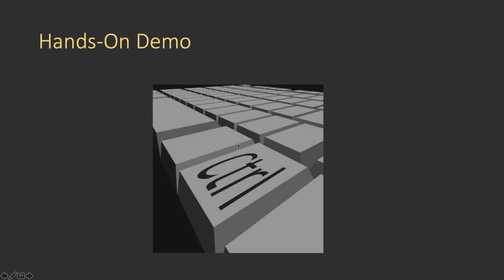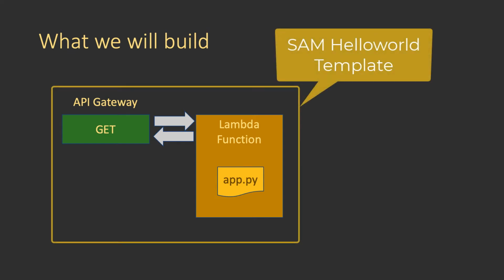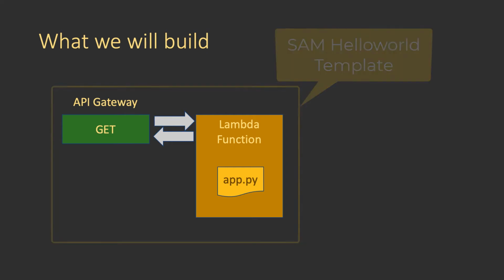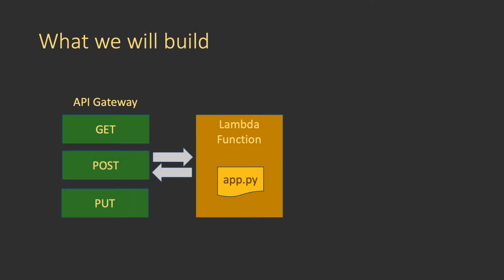Now, let's start with our hands-on demo. But before we do that, let's take a look at the involved components and how they interact with each other. There is the Lambda function with the Python handler app.py and the GET request. We already know that from the SAM Hello World template. This demo just extends that template. We need to add more API gateways to invoke HTTP methods for insert, update, and also delete data.